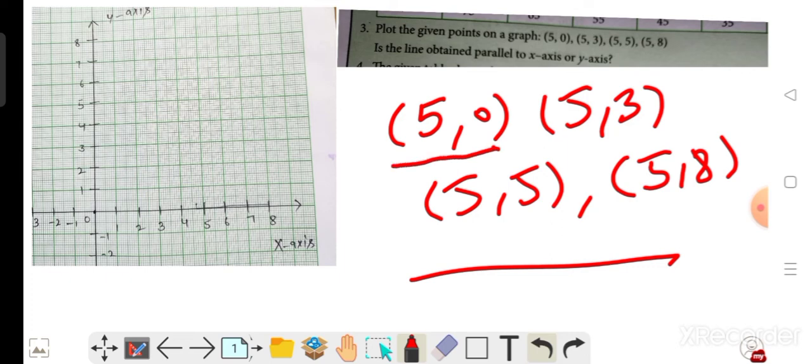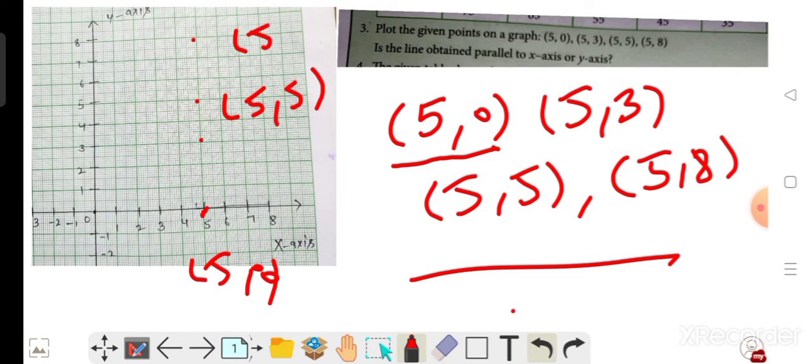(5, 0) means the x-axis value is 5 and the y-axis value is 0. This is your point (5, 0). (5, 3) means on the x-axis you have to move along the line of x equal to 5 and y equal to 3. This is your second point. (5, 5) means here your (5, 5) is this. (5, 8) means here 5 and 8.